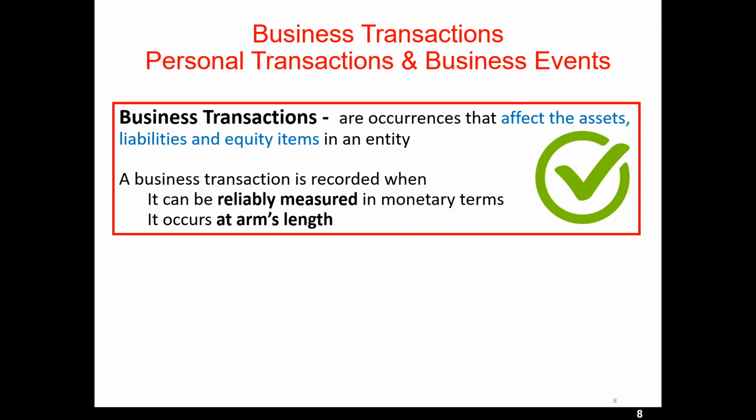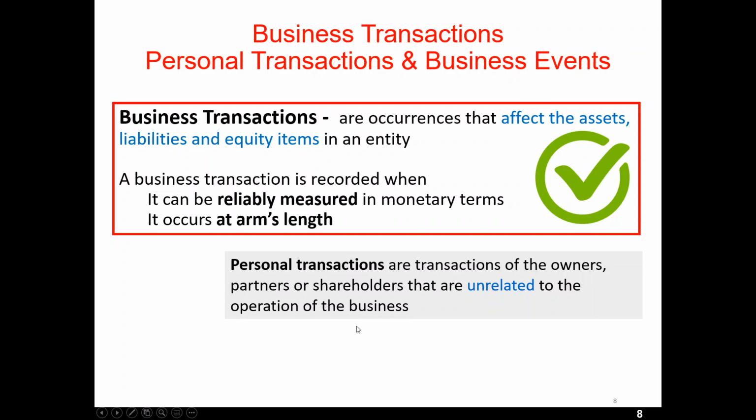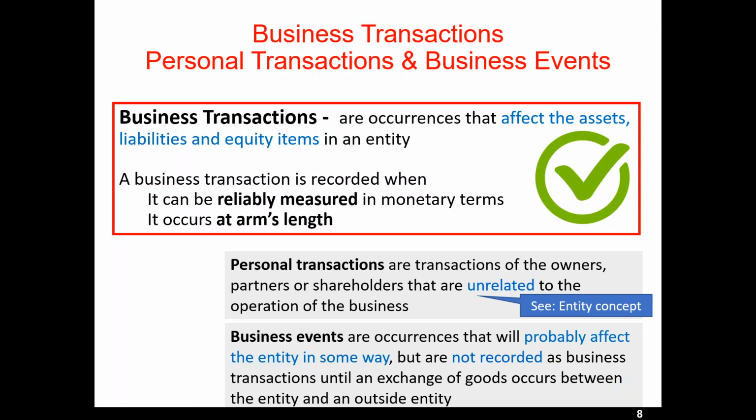But there are also personal transactions and business events that are not recorded in accounting. Personal transactions are transactions of the owners, partners, or shareholders that are unrelated to the operation of the business, such as buying a computer for personal use by the owner, paying the owner's home rent. Likewise, in accounting, we need to adhere to the entity concept that states an entity or a business and its owners are treated as two separately identifiable parties. Therefore, every entity, whether it's a sole trader, partnership, or a company, must keep records of its business transactions separately from its personal transactions.